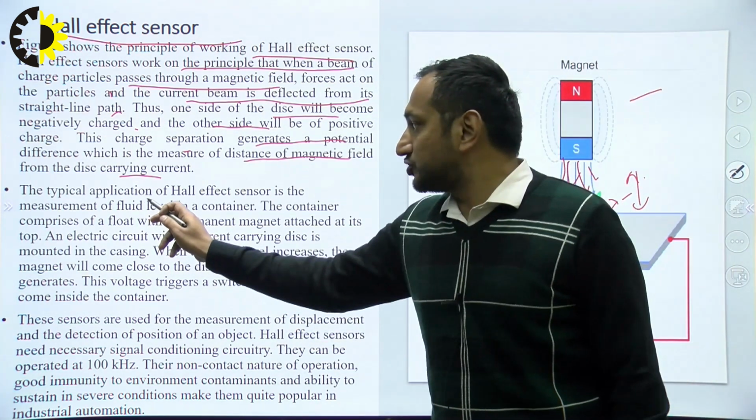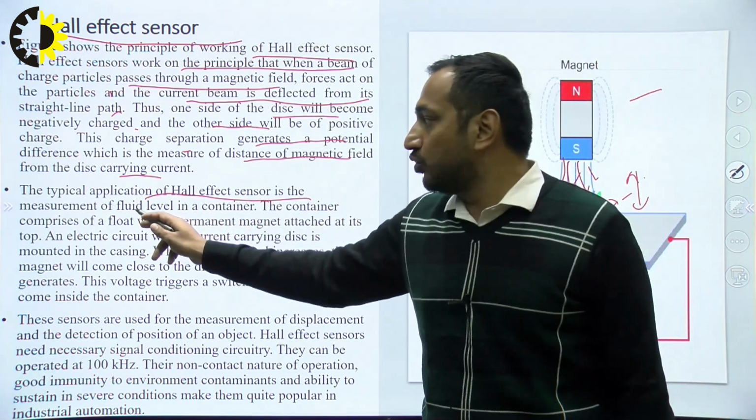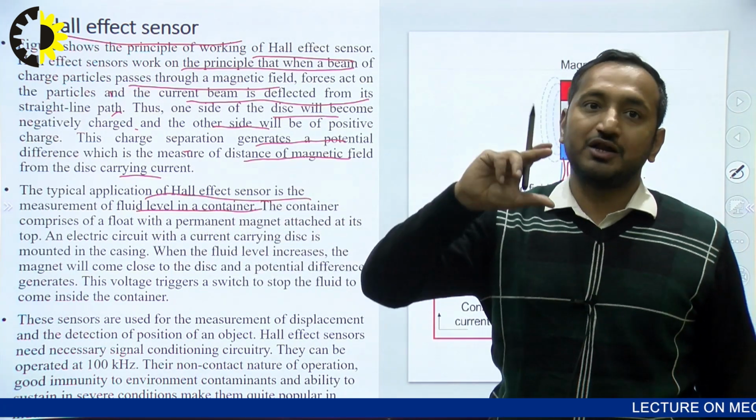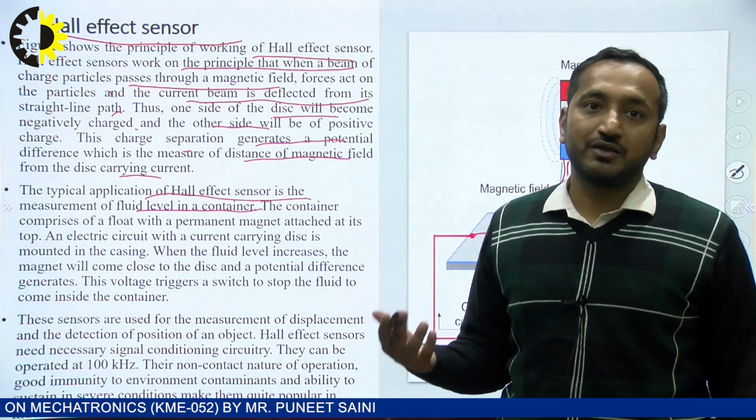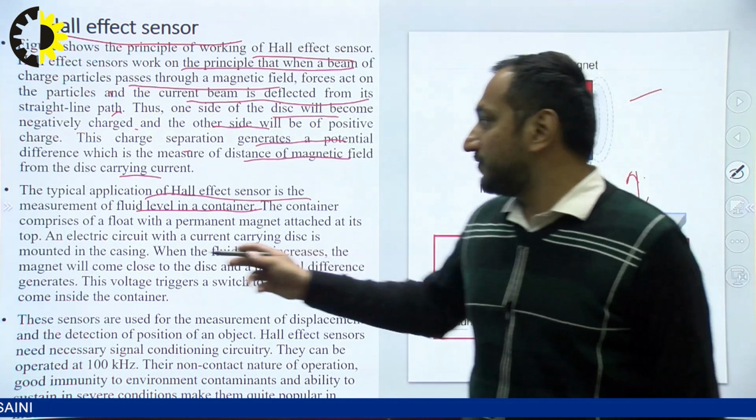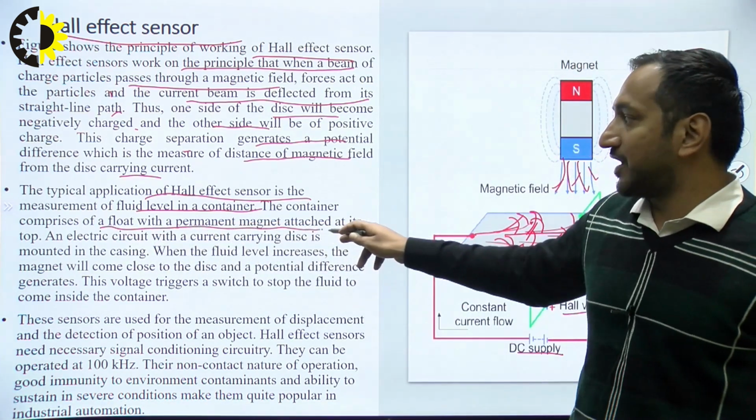So the typical application of the Hall effect sensor is the measurement of fluid level in a container. So there is a container and there is a fluid in it. You want to measure how much the container is being filled by the fuel. So the container comprises a float, which is a permanent magnet attached to a top.